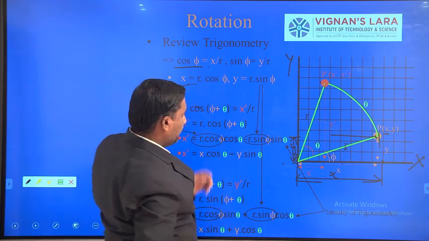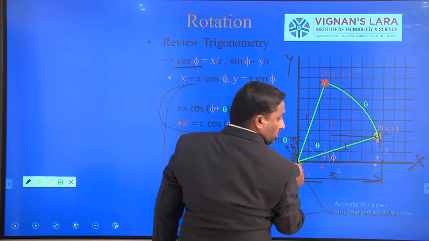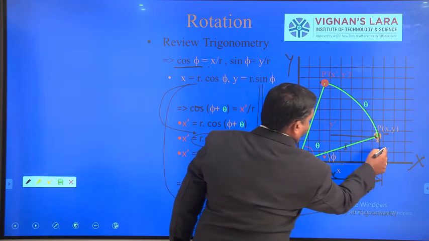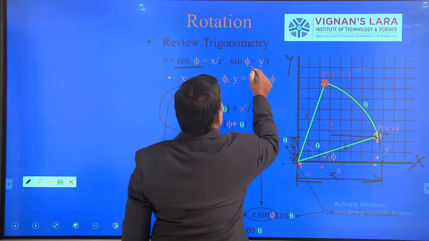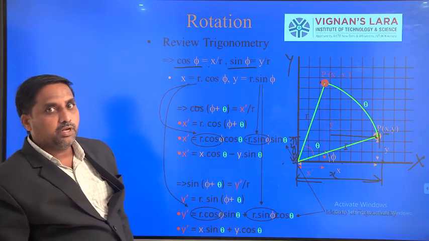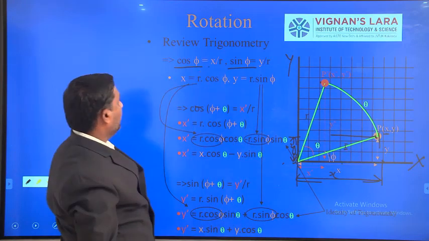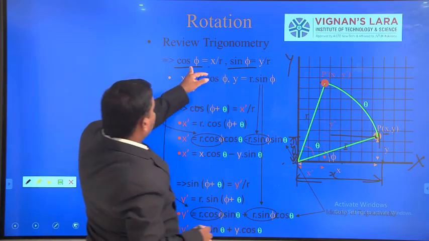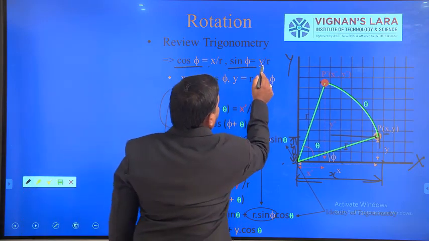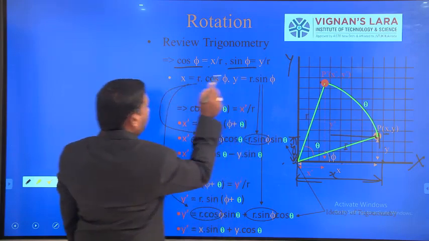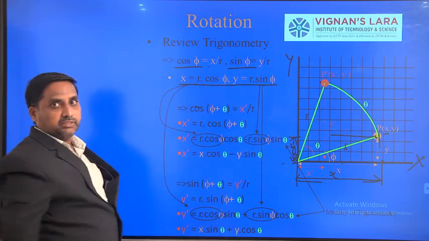Next, similarly, sin phi equals opposite side by hypotenuse, that is y by small r. So sin phi equals y by small r. Initially we have to take cos phi and sin phi. From this, x equals small r into cos phi, and y equals small r into sin phi. That is, x equals r cos phi and y equals r sin phi.